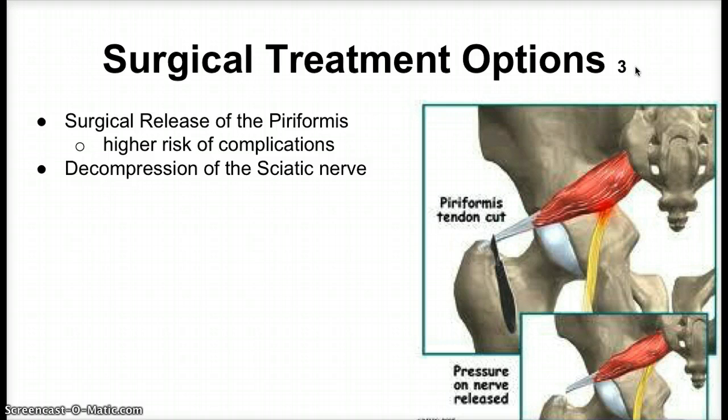And then when the muscle is found, the surgeon cuts at the attachment site of the greater trochanter, which releases the muscle, and hopefully in the end, the sciatic nerve, which is being compressed, will then be released.